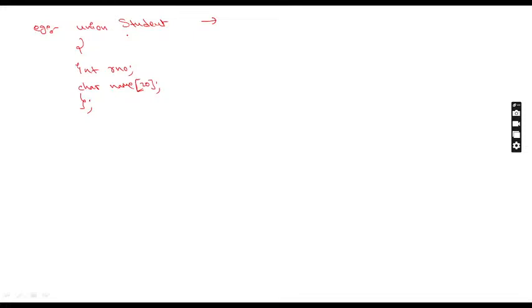Okay. Now, what can I do now? Union. How to create it? Whenever we write union, it will get a memory space only when we create a union variable. Okay, compulsory.